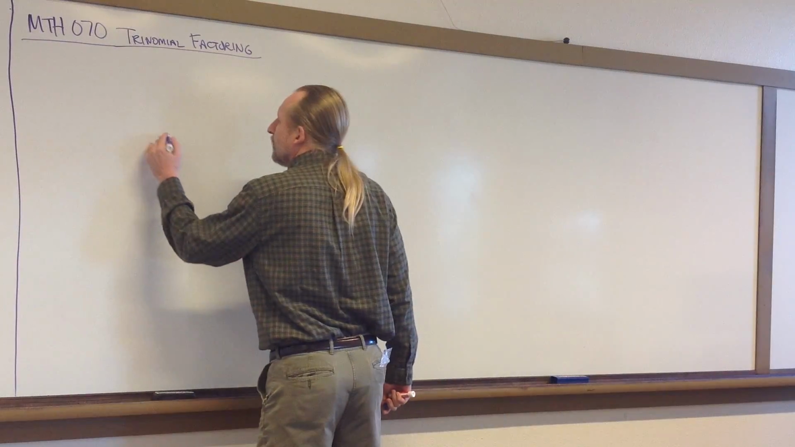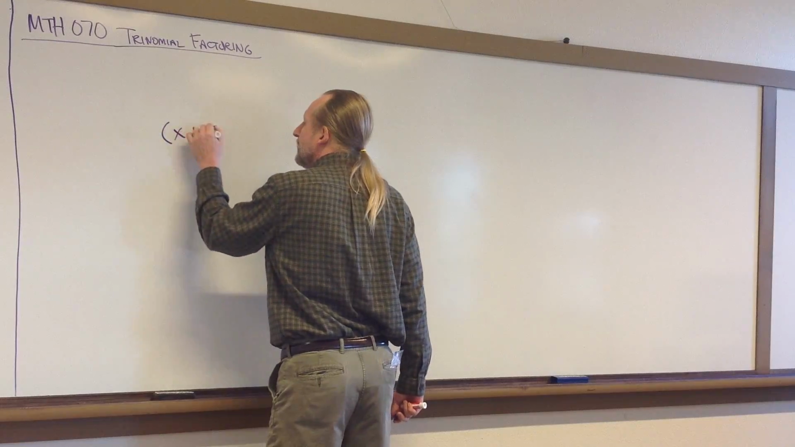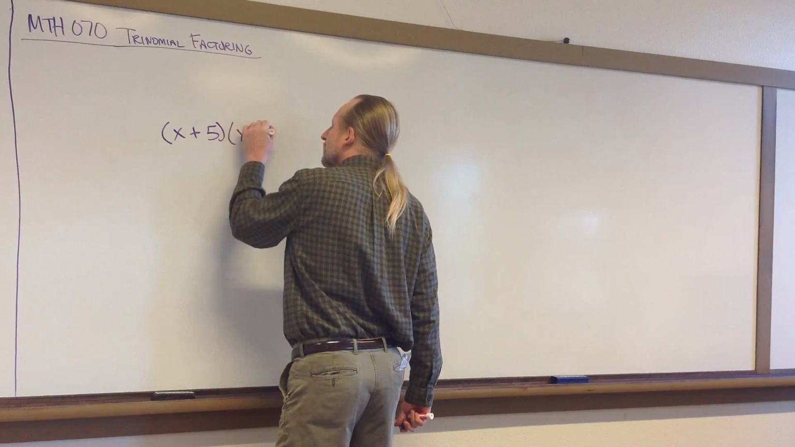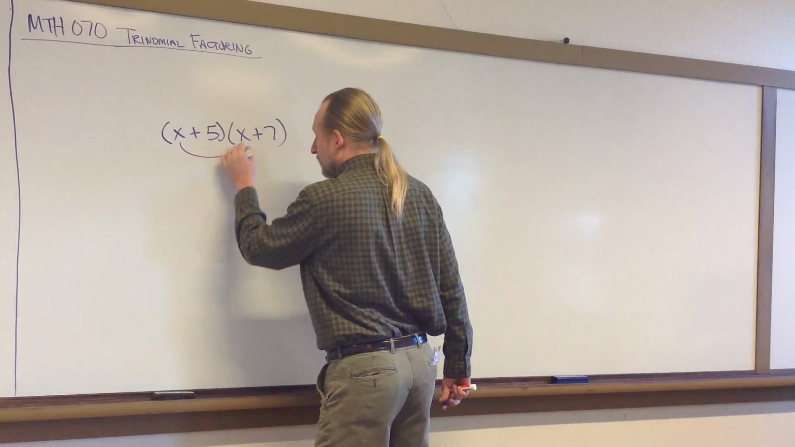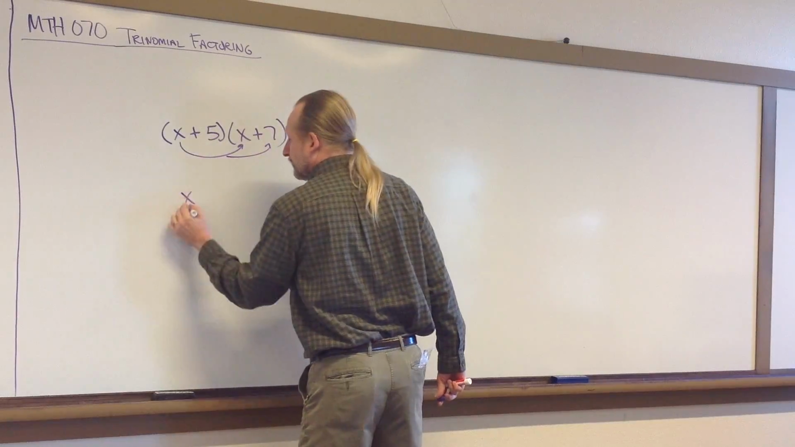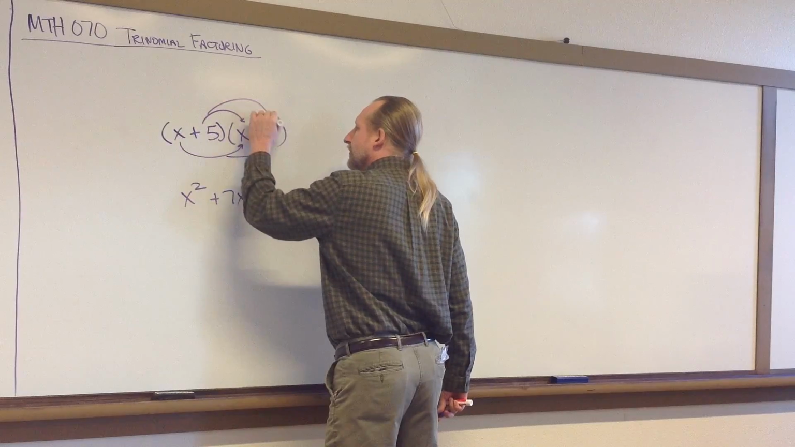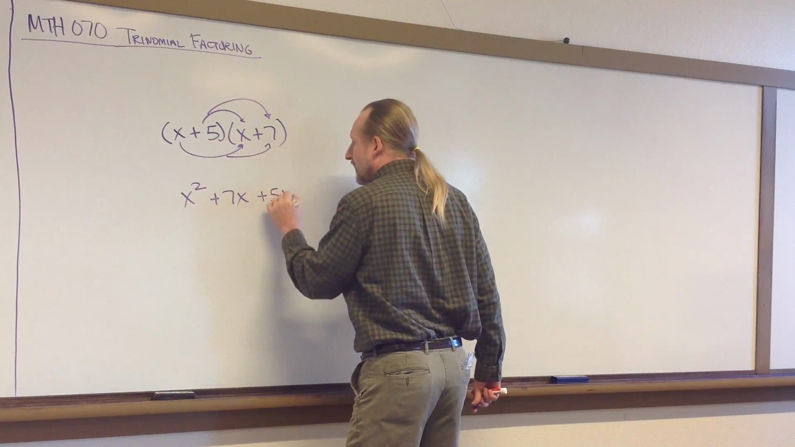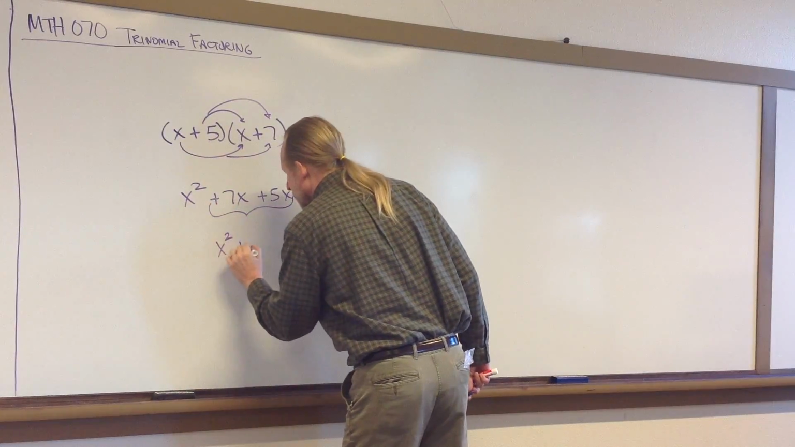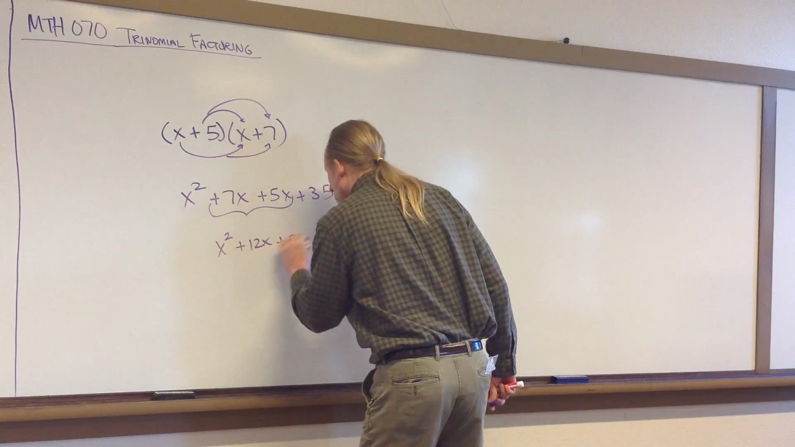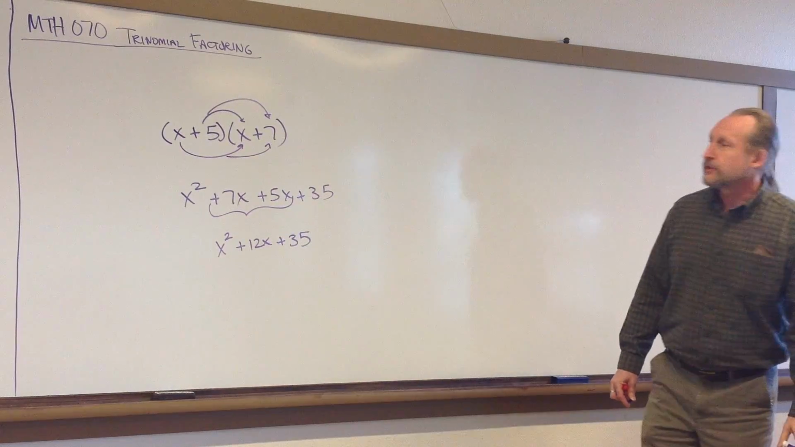Okay? So we had seen how if we multiply 2 of these expressions, like x plus 5 times x plus 7, first we distribute the x to give us x squared plus 7x, and then we distribute the 5 to give us 5x plus 35. Combine our like terms in here, and that gives us x squared plus 12x plus 35.